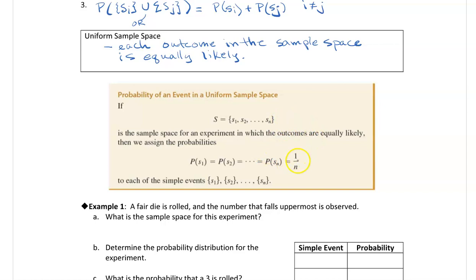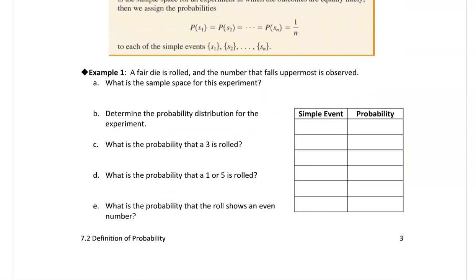Okay, so again, that's written fairly generally. Let's look at another example of this, which is rolling a die, because we're rolling a six-sided die. When we roll a die, the sample space is just going to be 1 or 2 or 3 or 4 or 5 or 6, because there's only six possible outcomes.